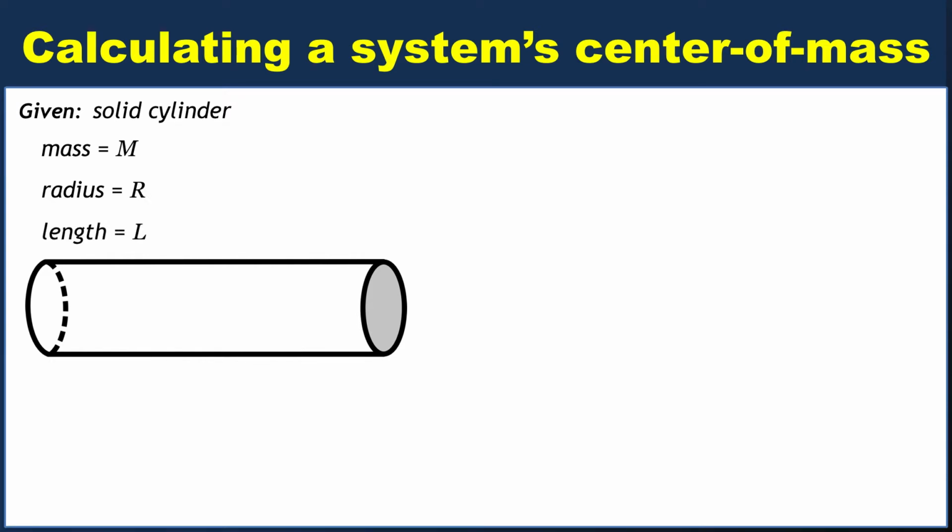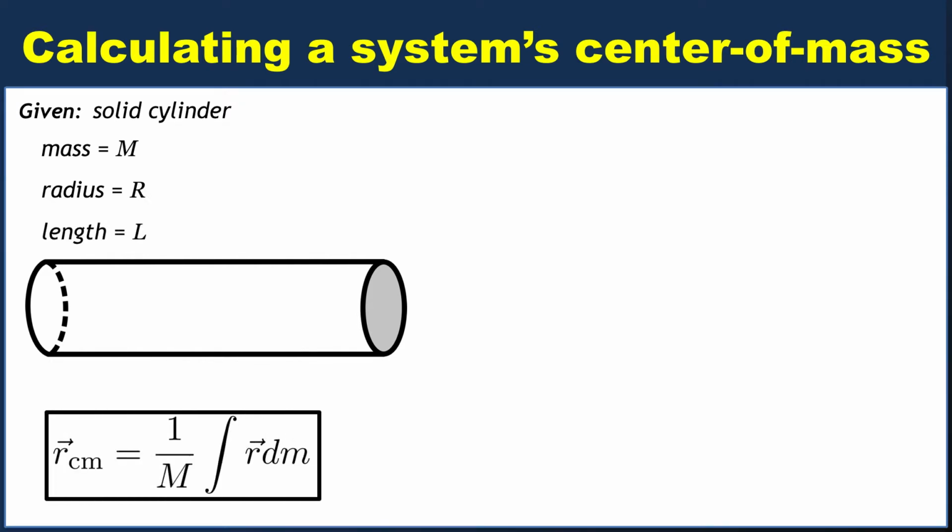The equation for the center of mass position tells us that R_CM equals 1 over the total mass times the integral of the position vector times dm. So we're going to have to figure out how to do that integral.